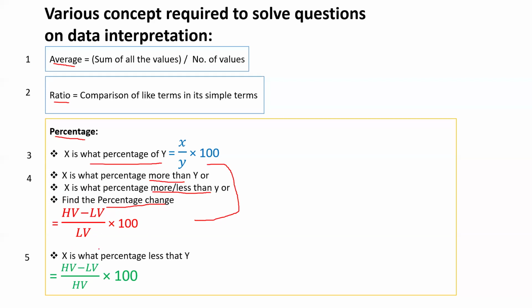The base value, or first value, or lower value. So that into 100.